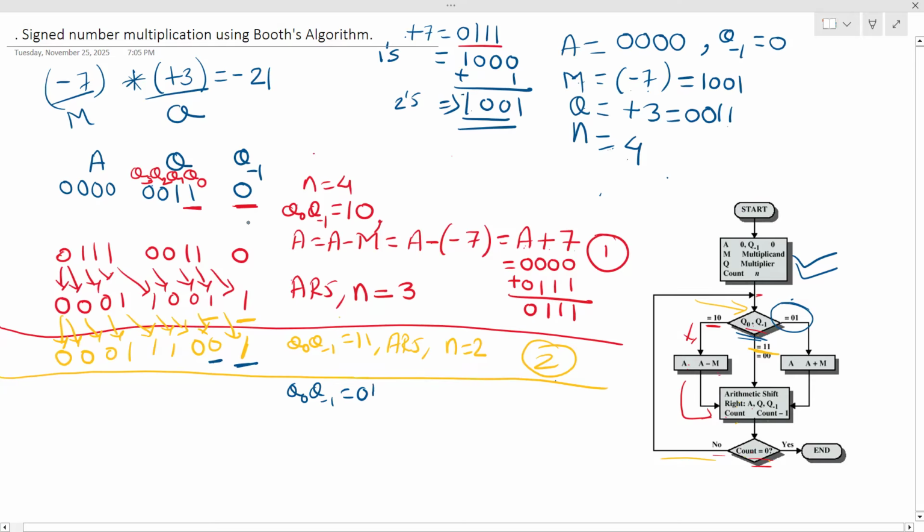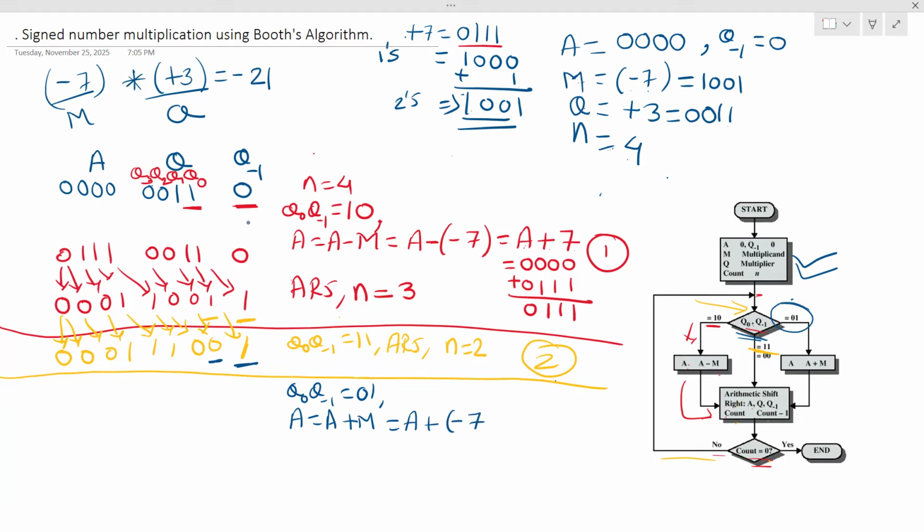as this combination is 0, 1, what I need to do is I need to perform A is equal to A plus M. Now here A plus, what is my M? M is -7. As I have said, we will always try to perform the addition operation in the binary. So what is now my A? A is 0, 0, 0, 1. And what is -7? -7 is this value, that is 1, 0, 0, 1. That is 2's complement of +7.